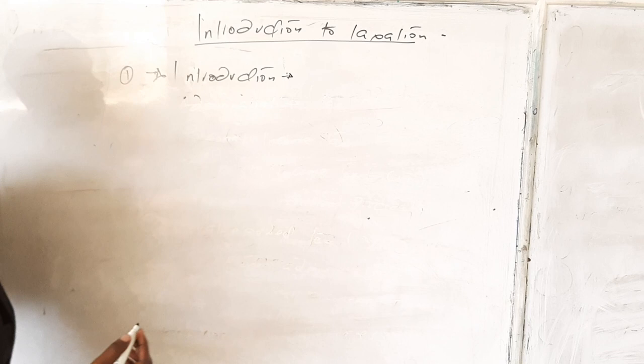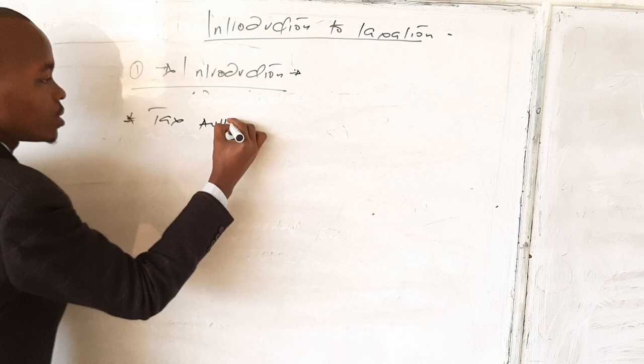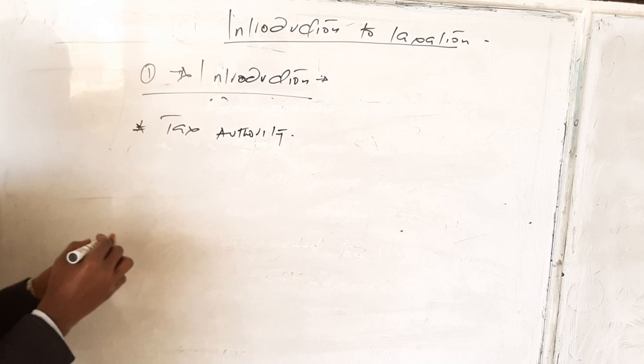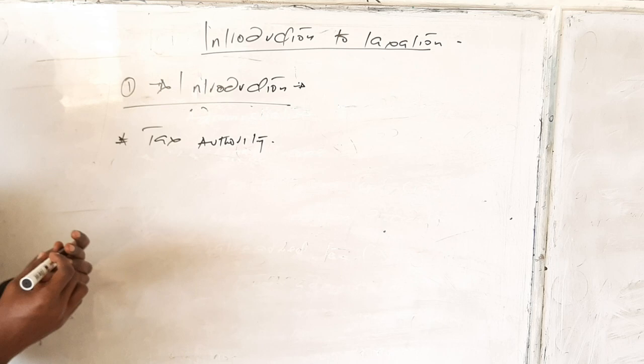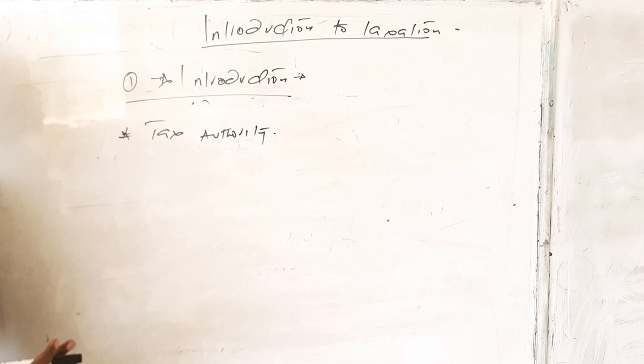So number one feature we have to look at is the tax authority. So what is tax authority? This is the authority with the power to impose taxes, or with the power to levy taxes. For instance, the central government or the local authority. So the taxes are received as public levy. The tax authority has the power to enforce the payment of the taxes.